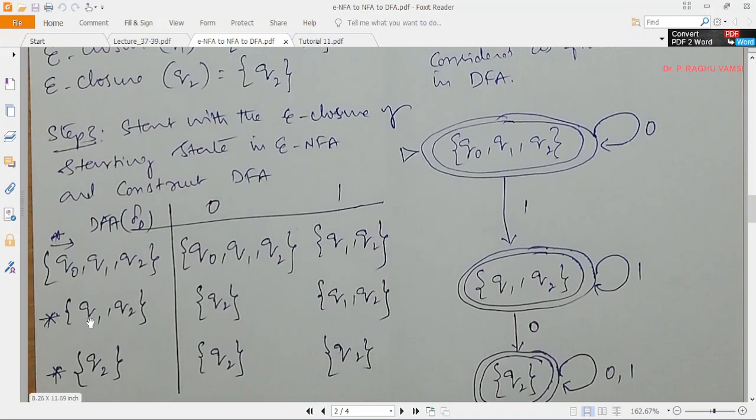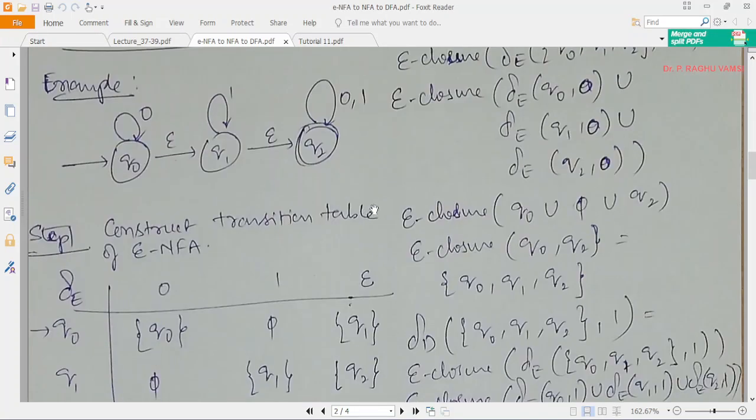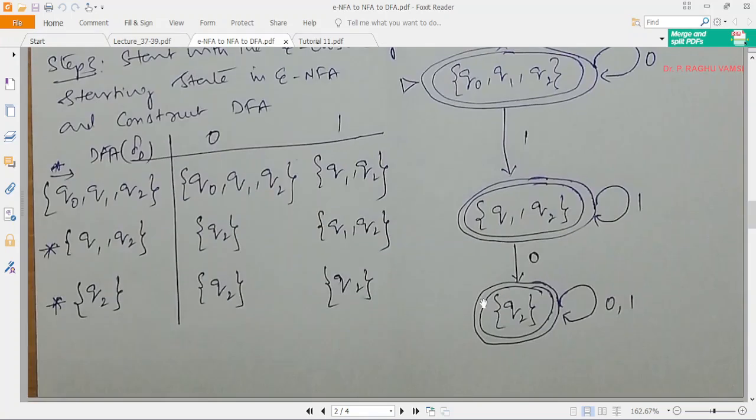Next, like that, {Q1, Q2} upon 0, we are going to get Q2. {Q1, Q2} upon 1, the same procedure will follow here, so that we'll get {Q1, Q2}. And here on Q2, if you supply 0 as the input, it results into Q2, and Q2 on 1 results into Q2 itself.